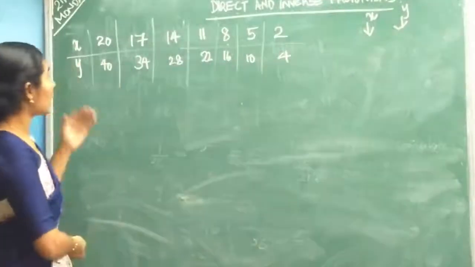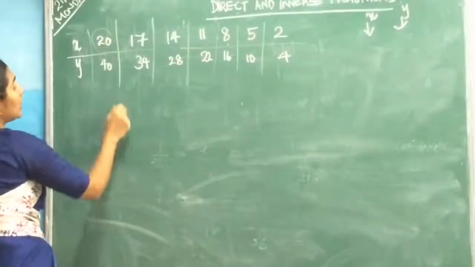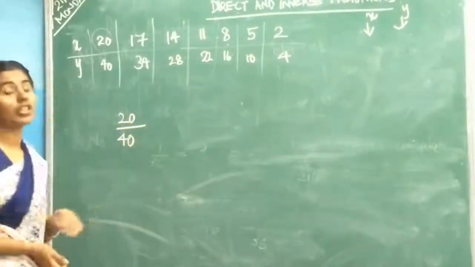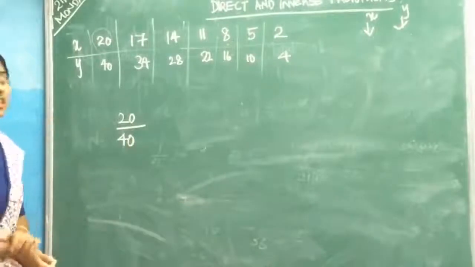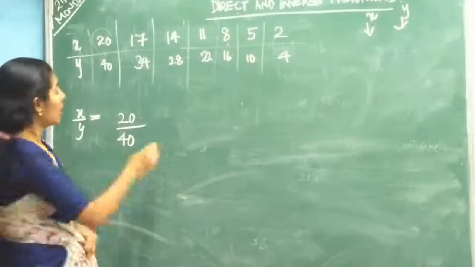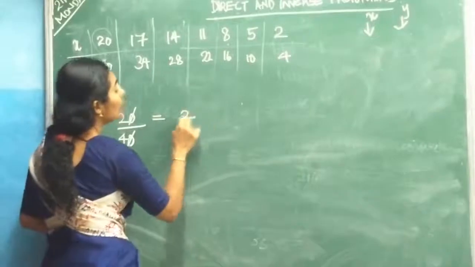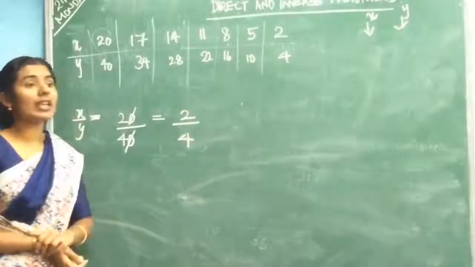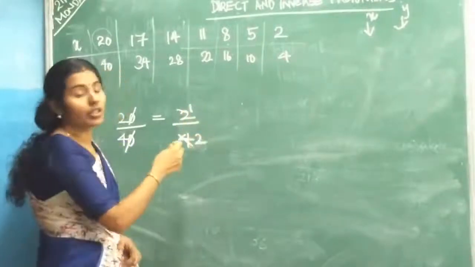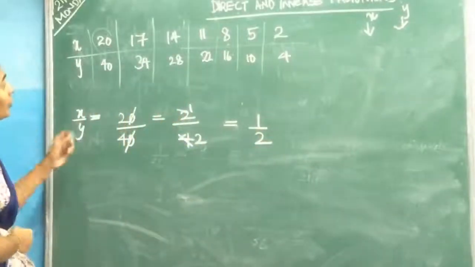Now you should take the ratios of the quantities. See, what is the ratio of 20 and 40? So x by y you will get 20 by 40. Here you can cancel the zeros. Now what is remaining? 2 by 4. Now you can do the cancellation, 2 ones are 2, 2 twos are 4. Now what is the ratio? 1 by 2. Now you find the second ratio.